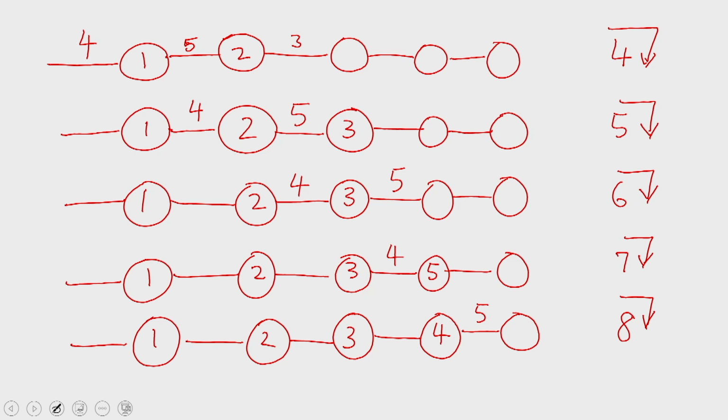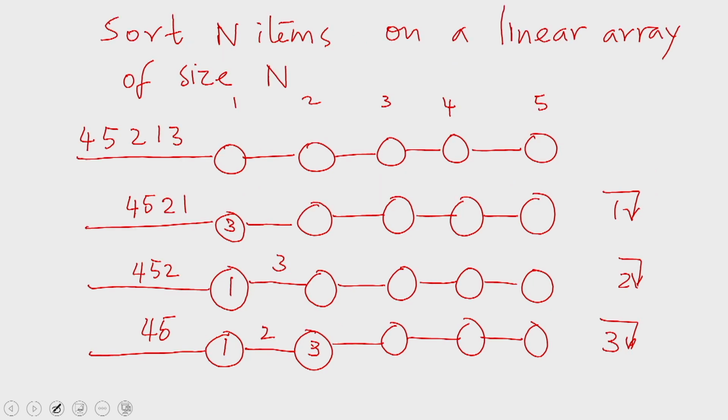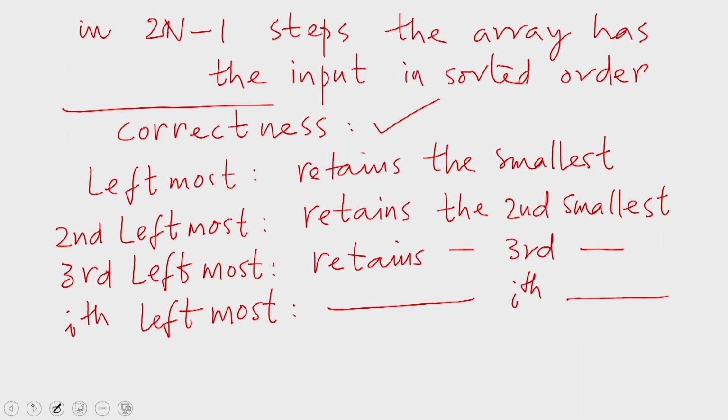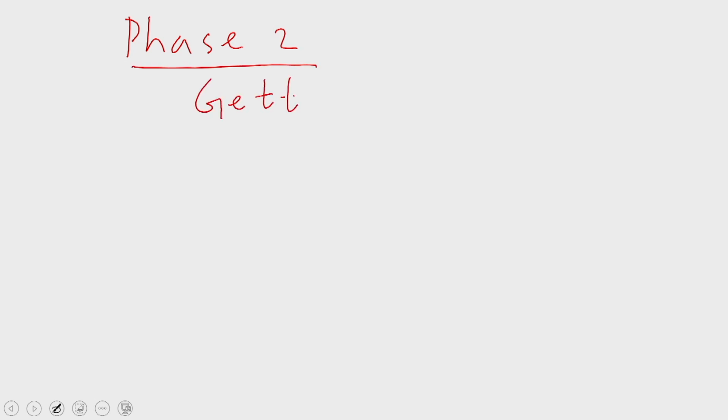In the second phase, we have to get the sorted elements out of the array. So, initially the array was empty, the input streams in and the input is populated into the array, and when the populating of the array is done, the array is in sorted order. This populating of the array will take 2n minus 1 steps. Now, how do we get the values out? The second phase is about getting the values out. Let us assume that we are getting the values out from the leftmost processor.